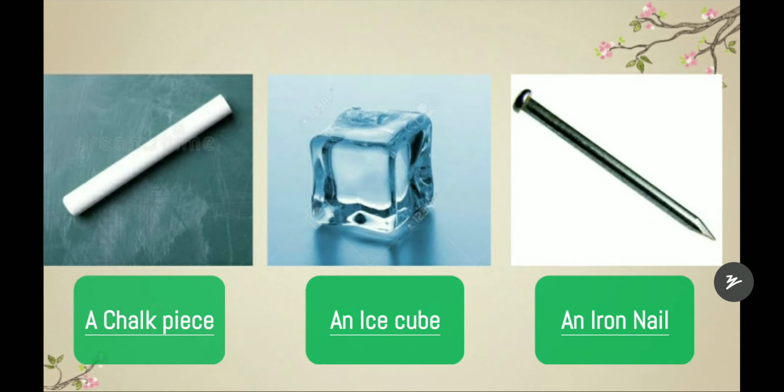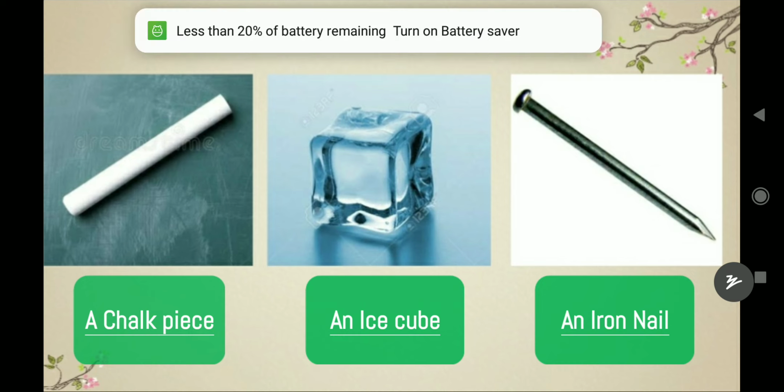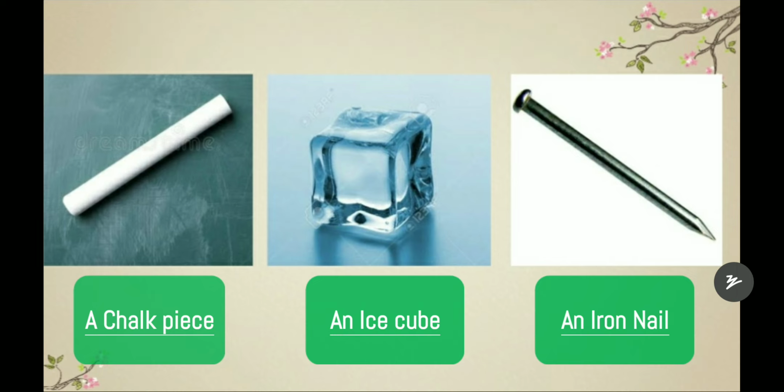So what is the fourth characteristic of matter? The particles of matter attract each other. They have some force of attraction. For this experiment, we need a piece of chalk, an ice cube, and an iron nail. There are forces of attraction between the particles of matter which bind them together. The force of attraction between the particles of the same substance is known as cohesion.